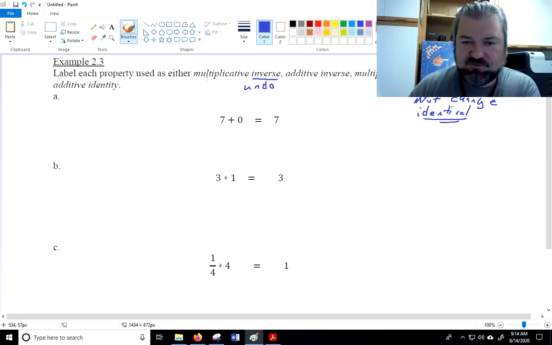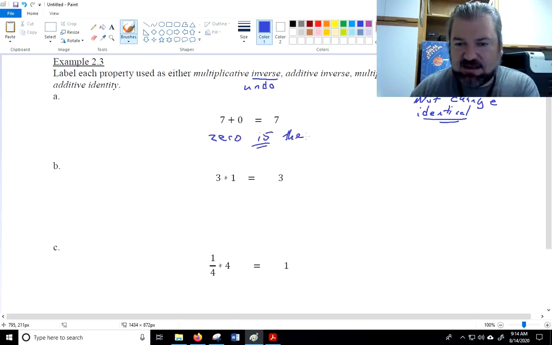And whether it's multiplicative or additive, that's easy to determine based on whether we're using plus or times. 7 plus 0 is 7. That is the identity property of addition. And so what we're saying here is that 0 is the additive identity.